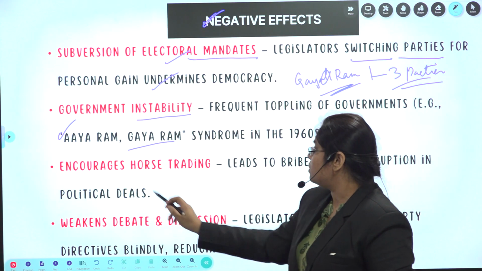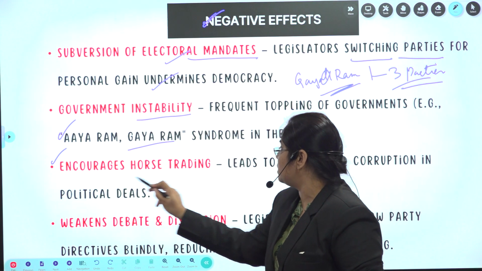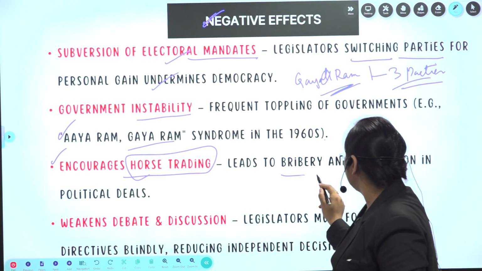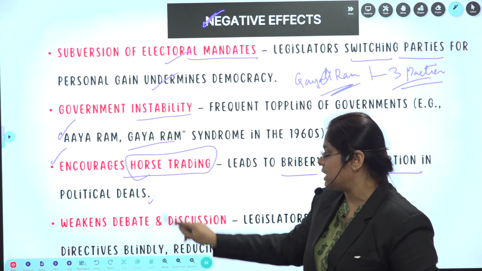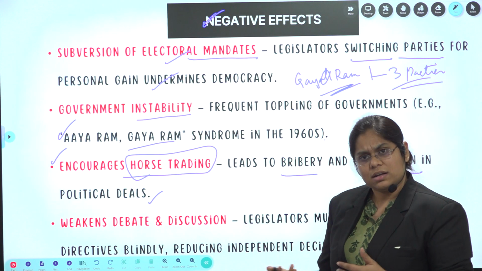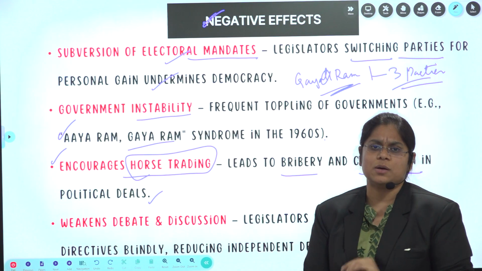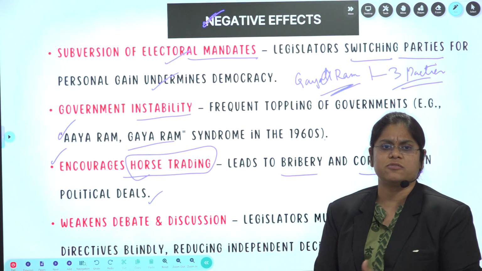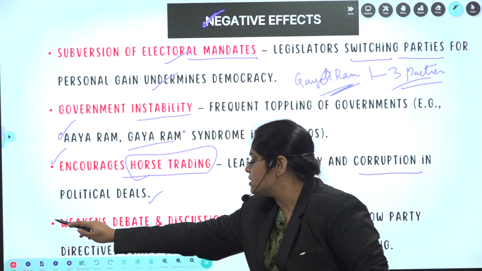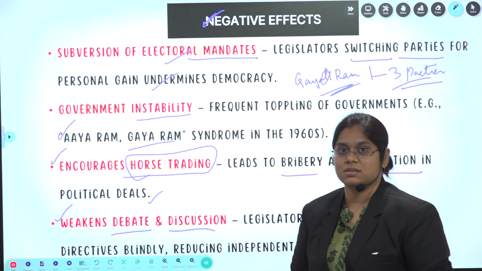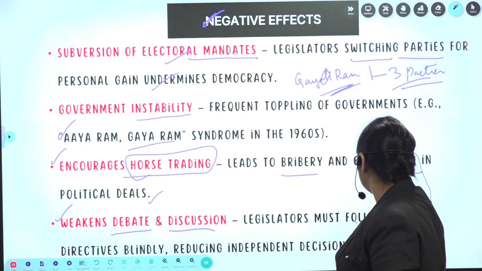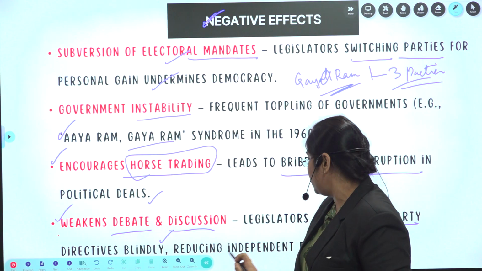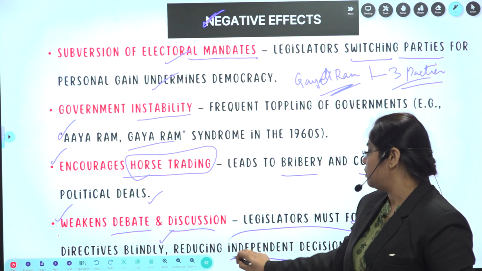Okay. And also it encourages horse trading. That means leading to bribery and corruption in political deals. Right? See, why does one person shift to another party? Because of power or because of money. Right? Now, it also weakens debate and discussions. The legislators must follow the party directives blindly, reducing independent decision making.